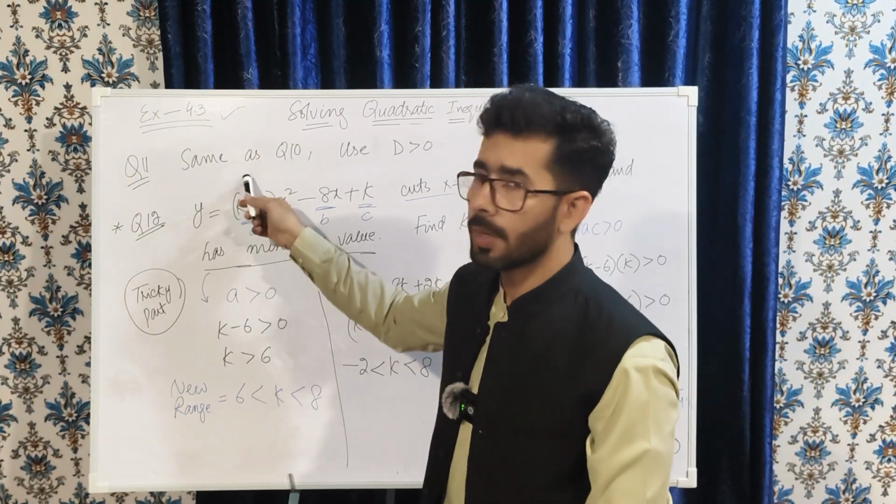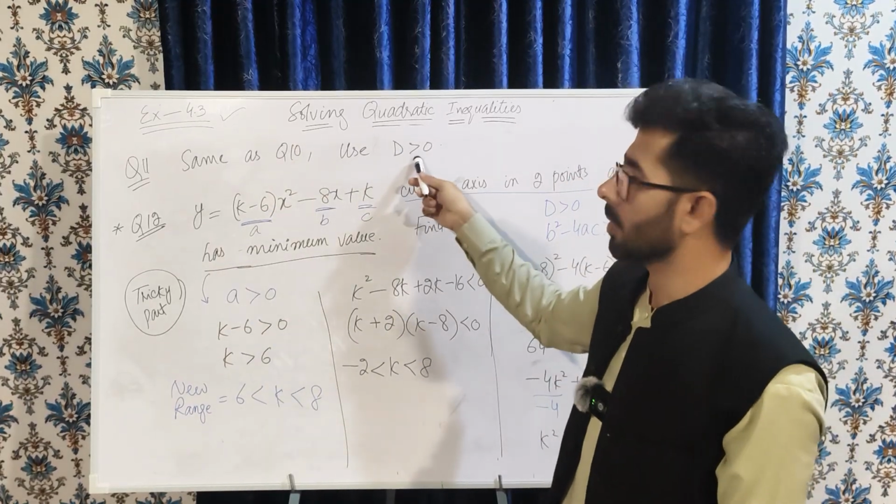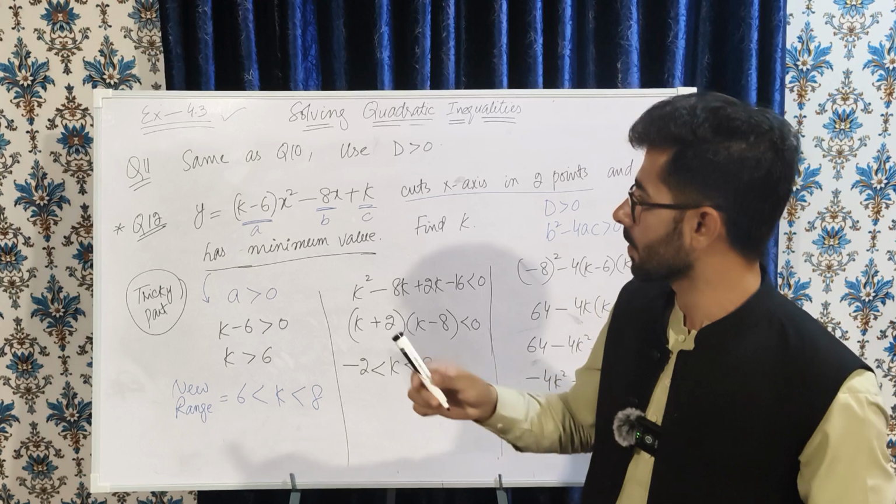In question number 11, we have to do everything similar to question number 10. Just use discriminant bigger than 0 because they say it has intersection at two different points.